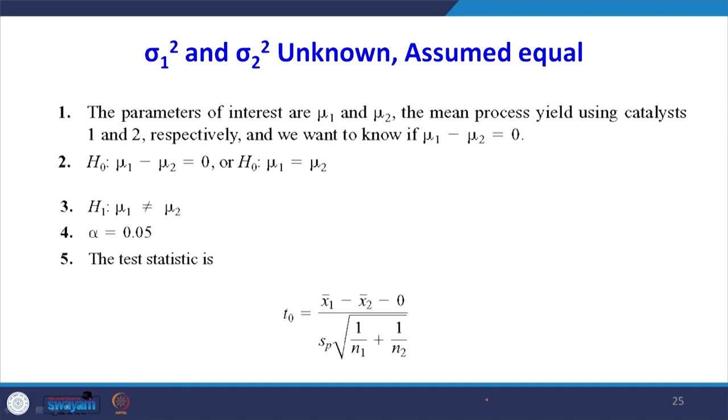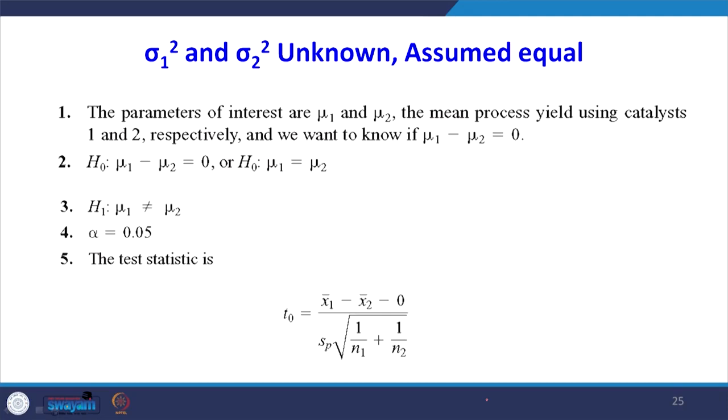As usual, step 1 is to see which parameter of the population we are studying, whether mean or variance. Now, it is a mean. So, the parameters of interest are mu1 and mu2, the mean process yield using catalyst 1 and 2 respectively, and we want to know if mu1 minus mu2 equals 0. So, H naught is mu1 minus mu2 equal to 0, and H1 is mu1 not equal to mu2, with alpha 0.05.